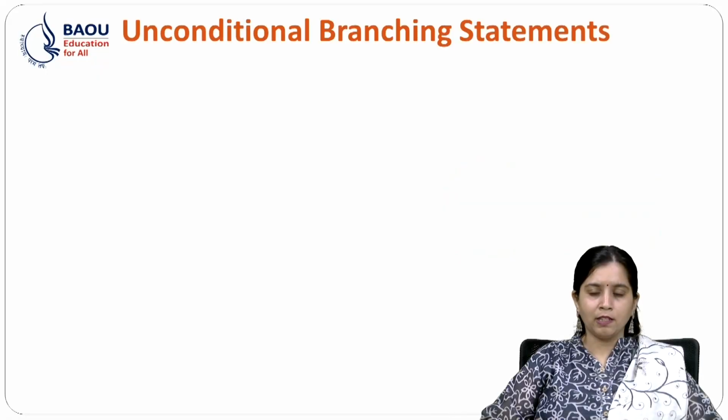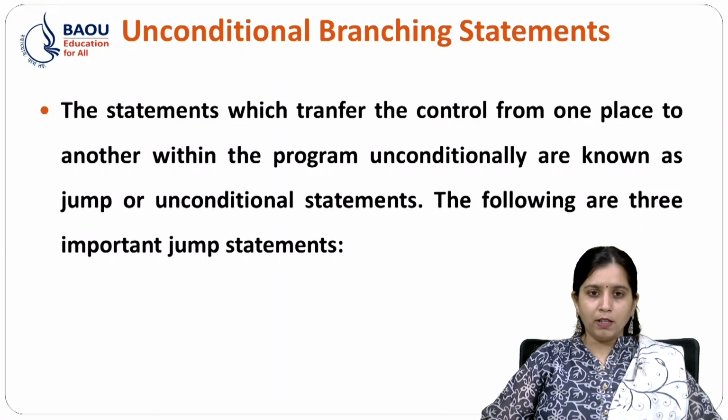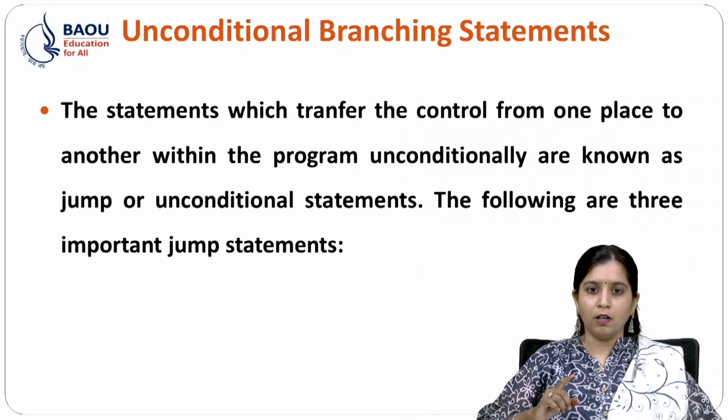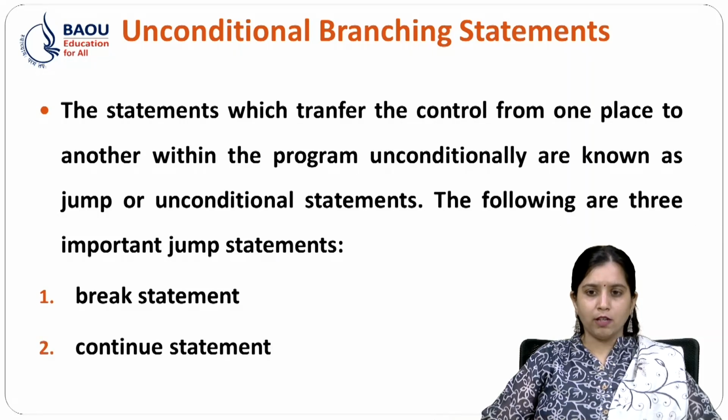So there are three types of unconditional branching statements in C++. First of all, we will see the concept of unconditional branching statements, and after that we will look into each unconditional branching statement. The statements which transfer the control from one place to another within the program unconditionally are known as jump or unconditional statements. There are three important jump statements, that is break statement, continue statement and goto label statement. So let's see break statement in detail.